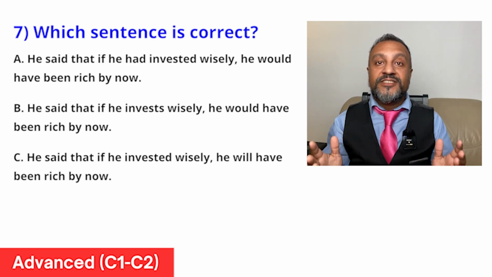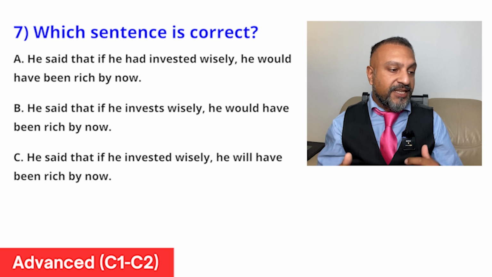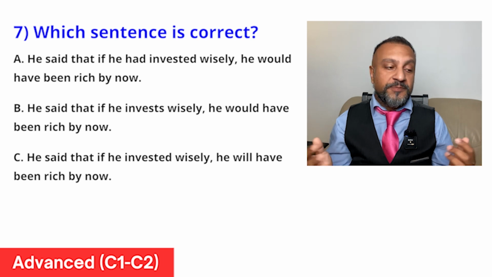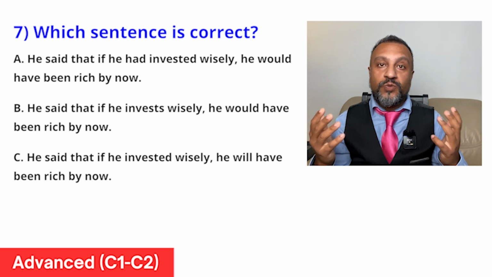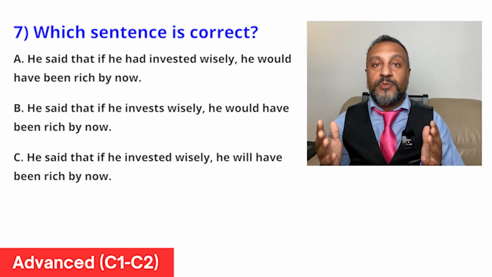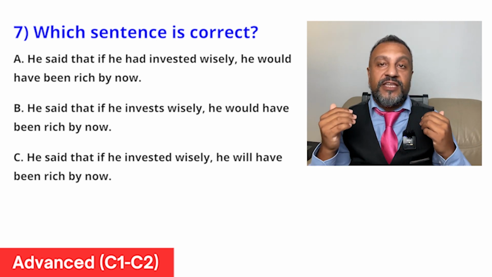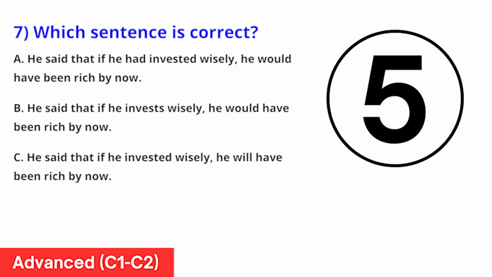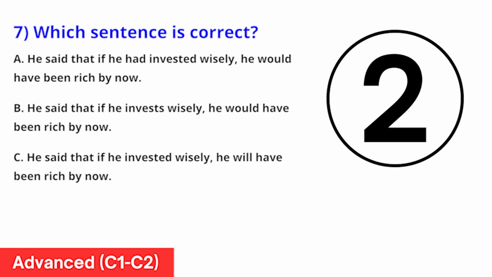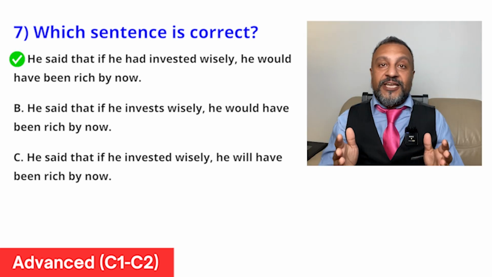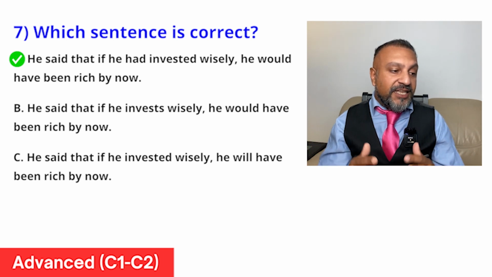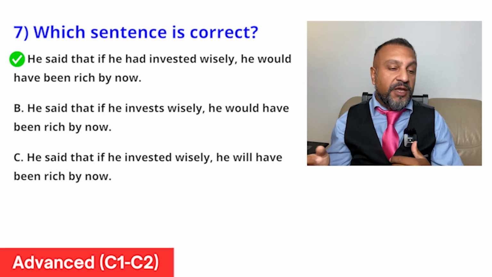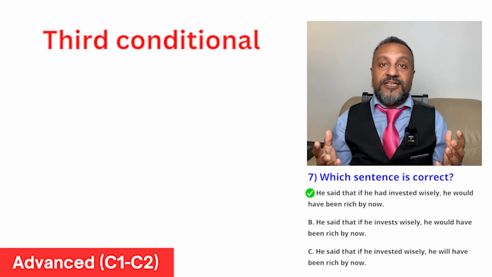Which sentence is correct? He said that if he had invested wisely, he would have been rich by now. He said that if he invests wisely, he would have been rich by now. He said that if he invested wisely, he will have been rich by now. The correct answer is, he said that if he had invested wisely, he would have been rich by now. But why? This is the third conditional.